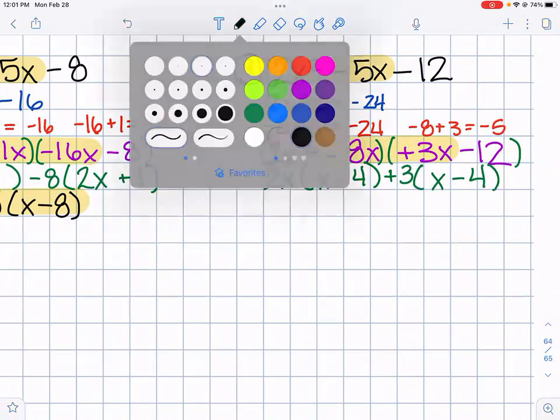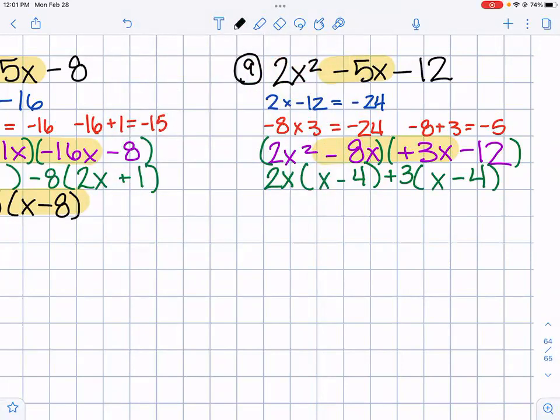Okay, so what are my factors for the final answer? 2x plus 3 from the outside, and x minus 4 from the common binomial. Perfect.